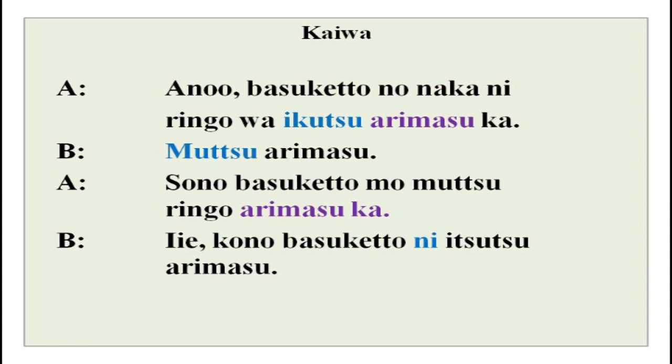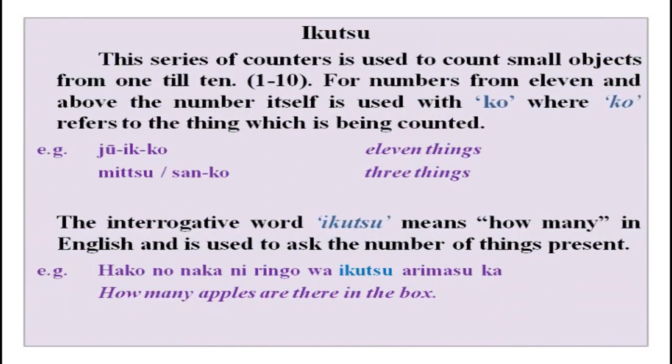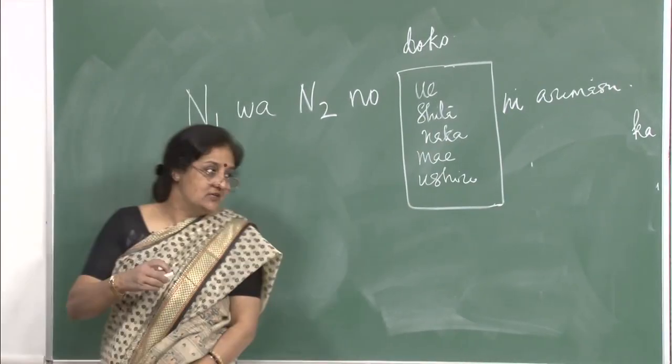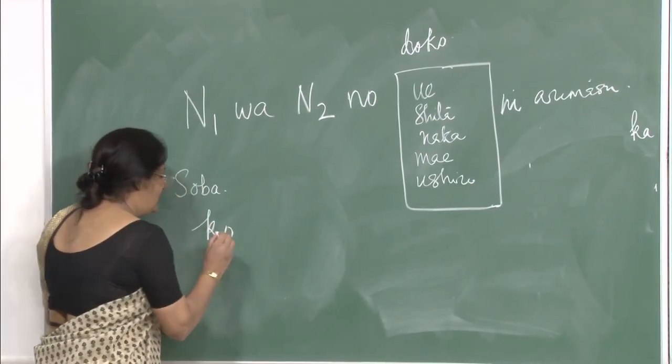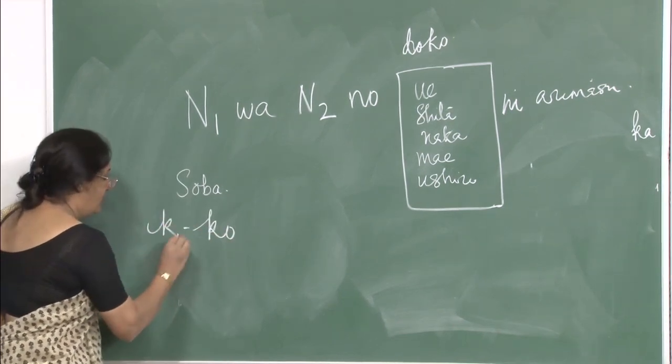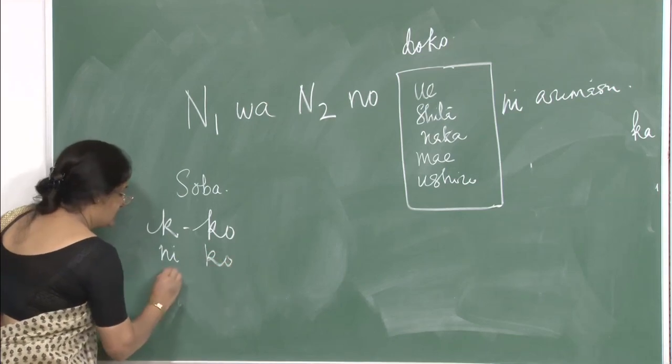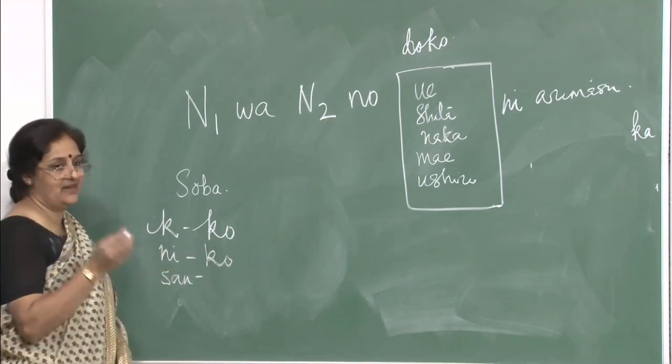So, well, ikutsu, we did last time also. Ikutsu means how many. So, you count irregular shaped things in ikutsu. We will practice this first and then I will ask you. This series of counters is used to count small objects from 1 to 10. The other counter that you did for small objects was ko, if you remember: ikko, niko, sanko. This is also used, but it is very informal.